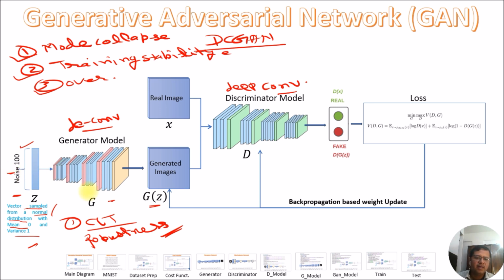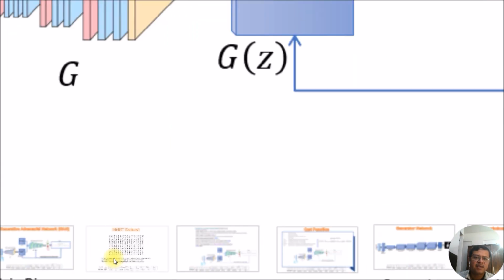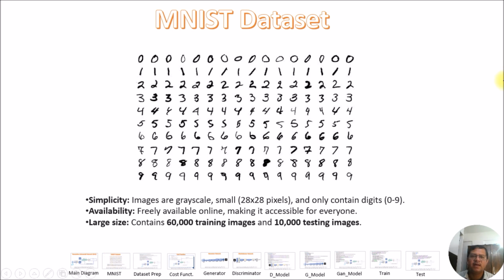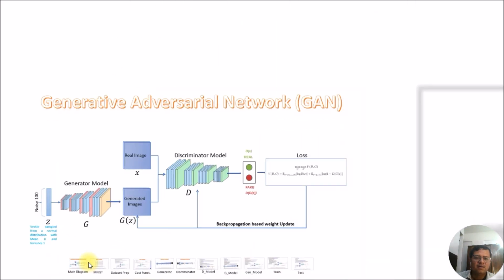Now here in the current case, to explain the entire example, we have used the MNIST data. So here you can see that this is MNIST data. The entire MNIST data contains 28 by 28 pixel images, and all images are handwritten digits 0 to 9. So it contains a total of 60,000 training and 10,000 testing images.